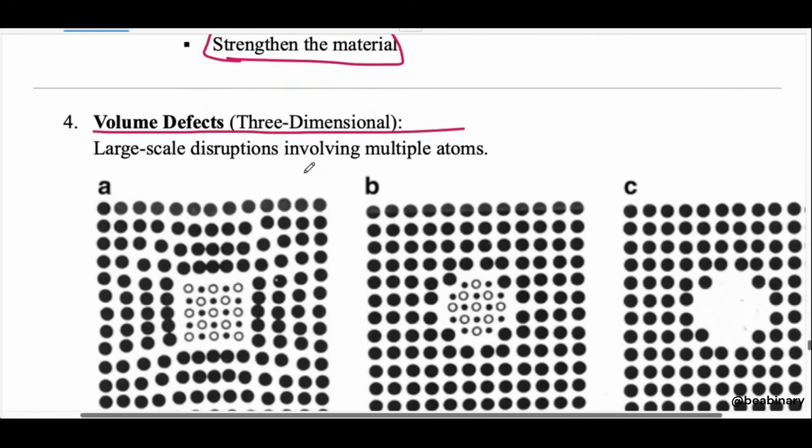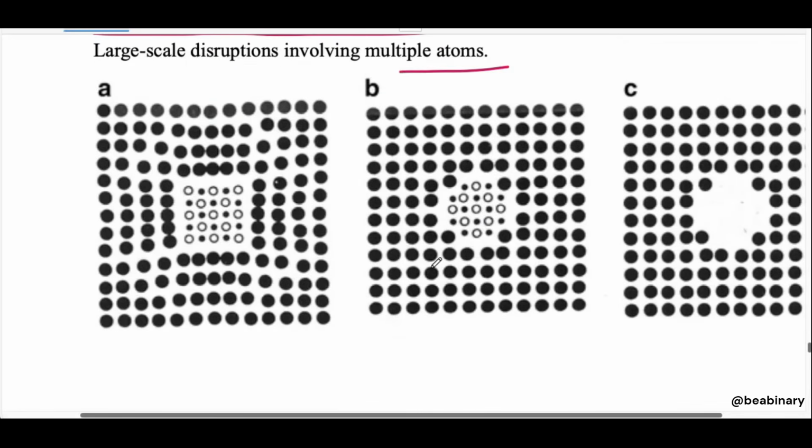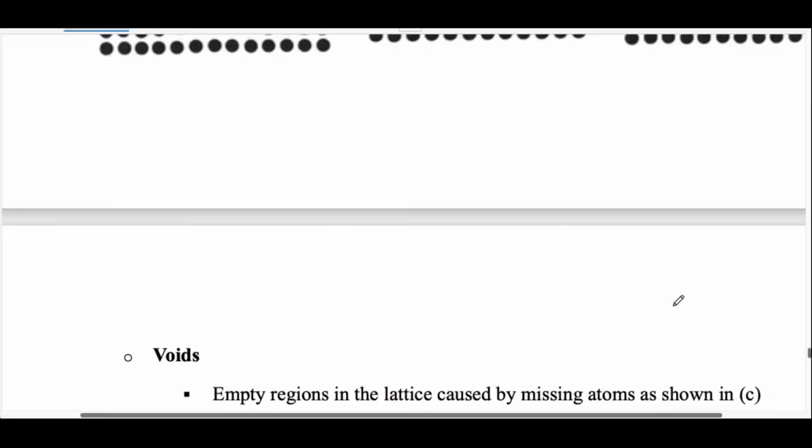So large scale description involves multiple atoms. How? This is very simple. Here you can see the whole volume has moved from here. Okay. This is a, yeah, as you can see. So there are three examples. Now see what they are.